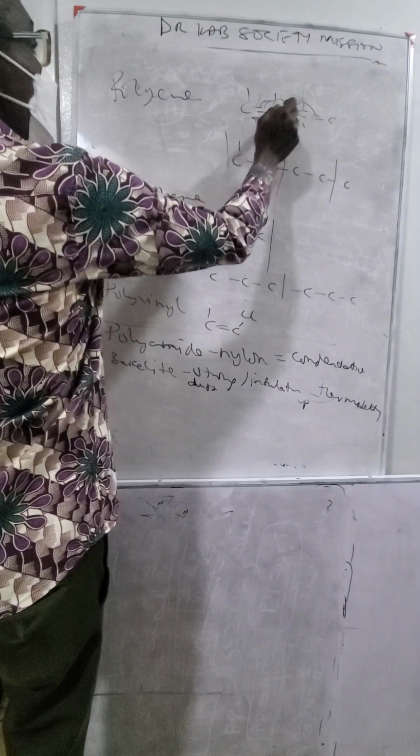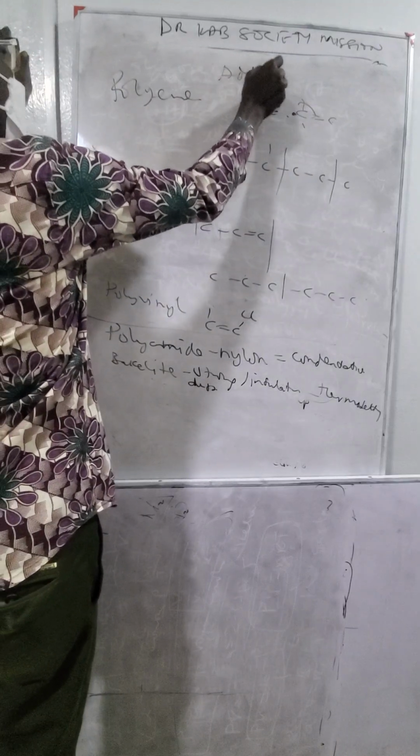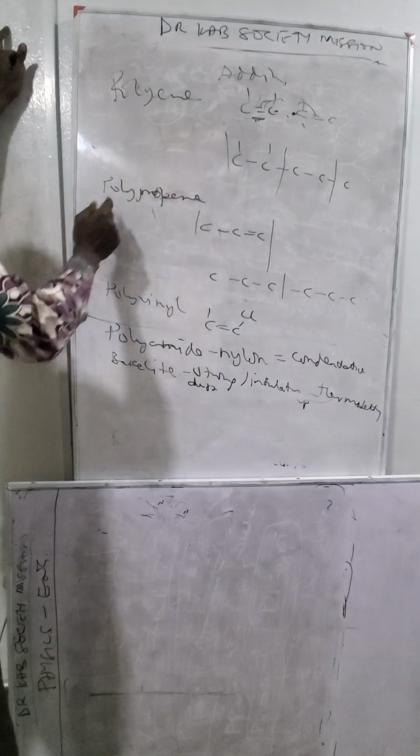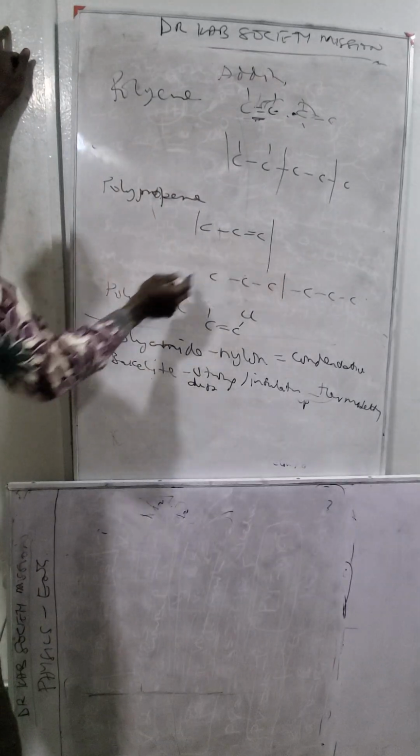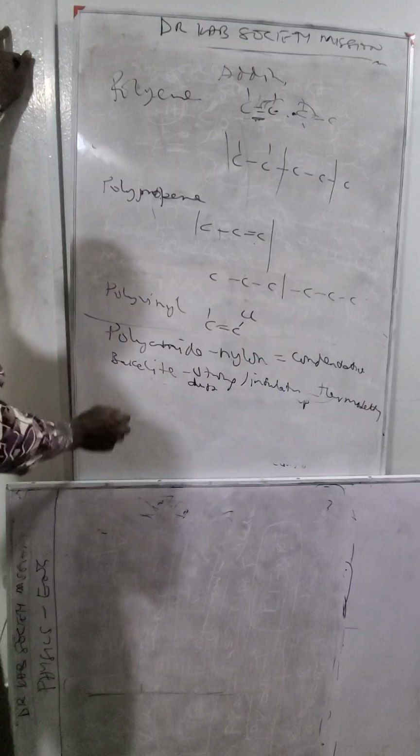Then this one will become a free radical. They link a lot of them. So this is an addition reaction. Okay, so polyethene, polypropene will be addition. The double bond will be adding. Polyvinyl double bonds will be adding.